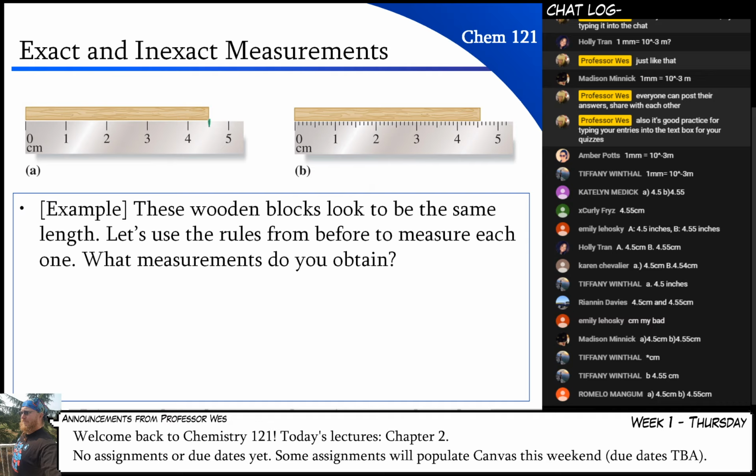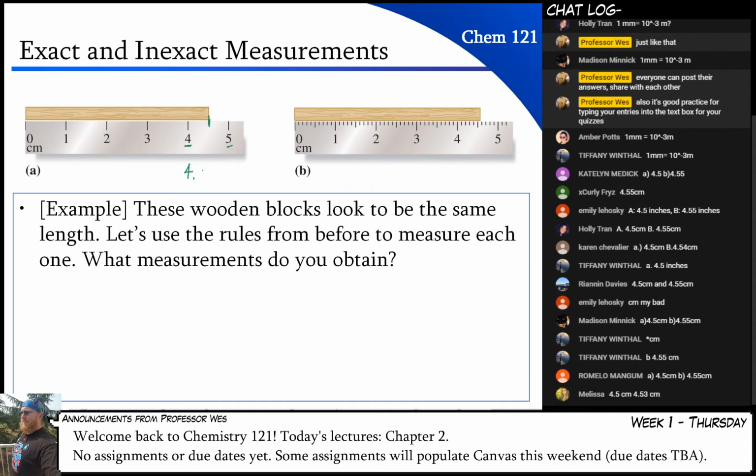So here's my mark. It's going to fall right here. So my object is going to fall between these two marks. So I'm going to write down the number I know for sure. It's 4 point something. And then I need to guess the next digit. So I'm going to guess not 0 or 1 or 2 or 8 or 9. I'm thinking it's right in the middle. So I'm going to guess 5. And then I'm going to write the units. There you go. That's the first one.